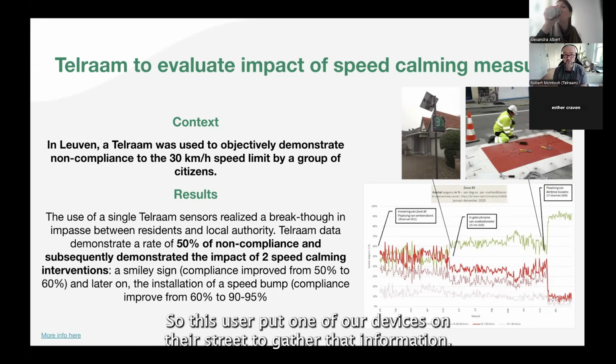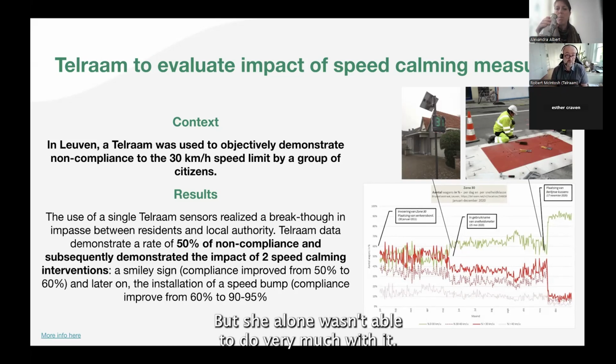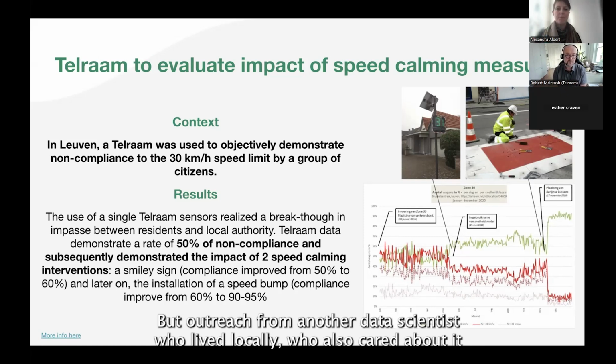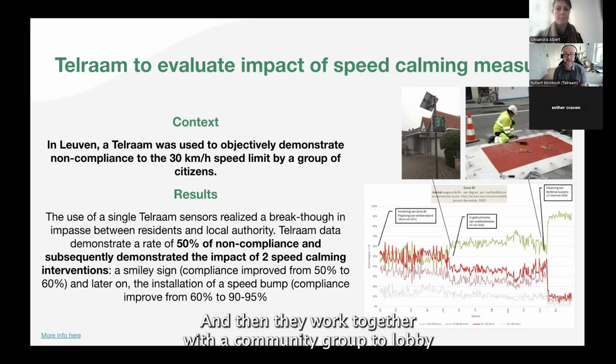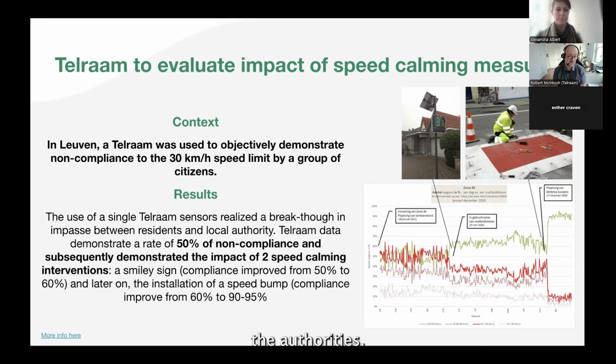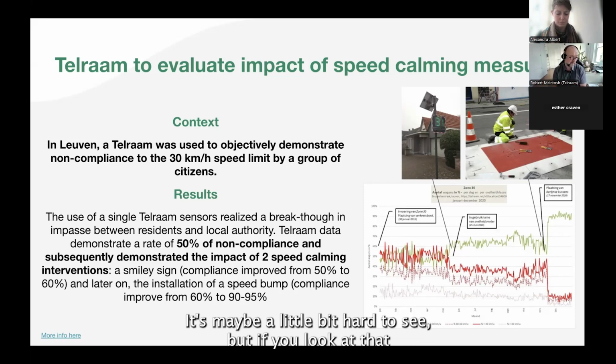So this user put one of our devices on their street to gather that information, but she alone wasn't able to do very much with it. But outreach from another data scientist who lived locally, who also cared about it but didn't have a device, said, well, give me the data and I will analyze it for you. And then they worked together with a community group to lobby the authorities.